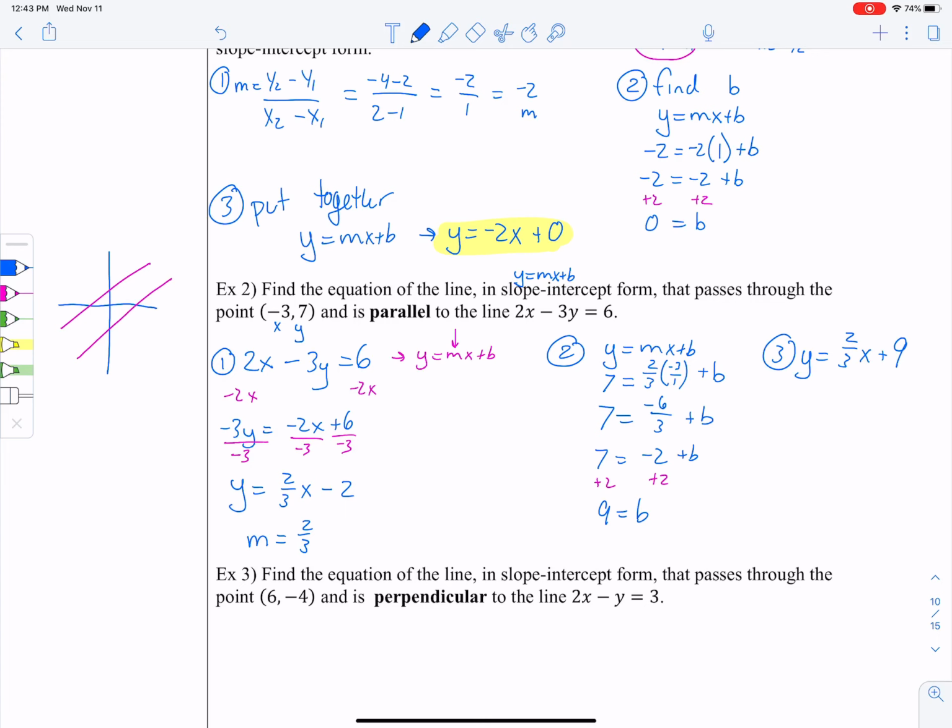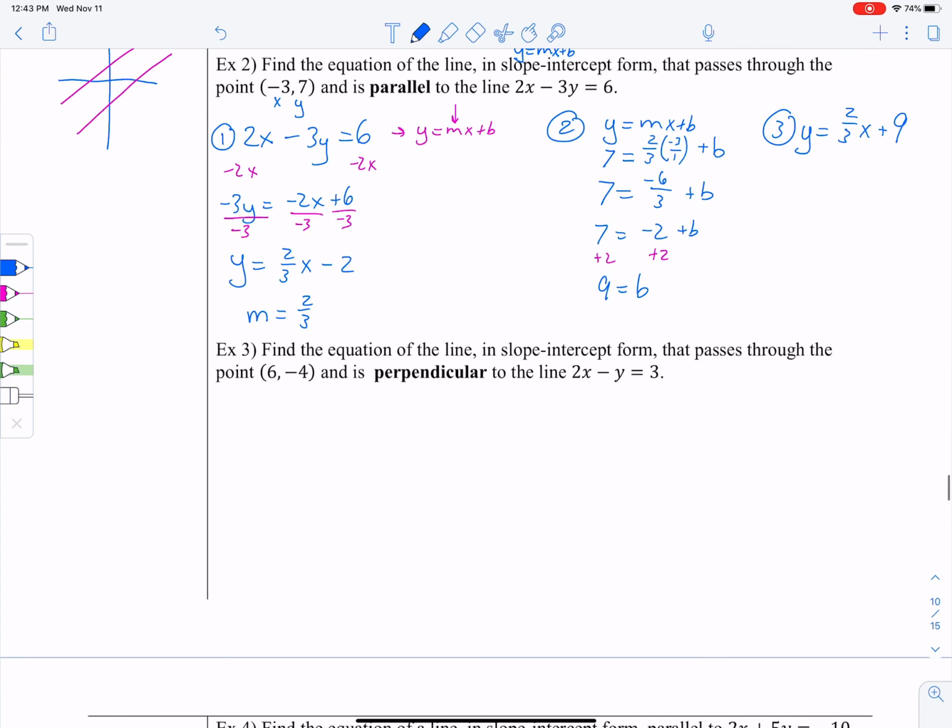And I'm done. So we'll try another example now. This one says, find the equation of the line in slope-intercept form that passes through this point. So here's my x and y, and is perpendicular to this line. Okay, so same steps. 1, I need to find the slope. So I'm going to take this line, 2x minus y is equal to 3, and I need to change it to y is equal to mx plus b.